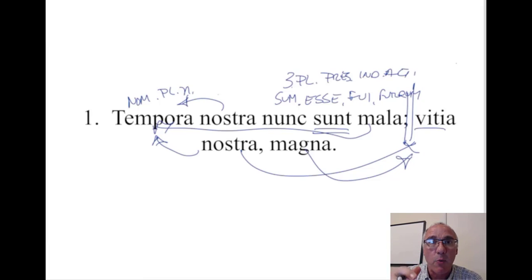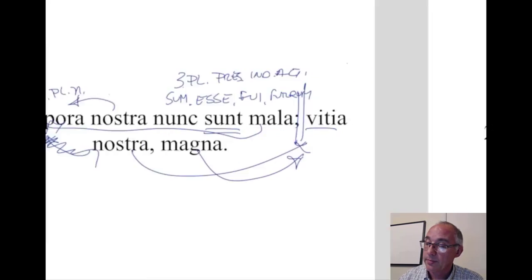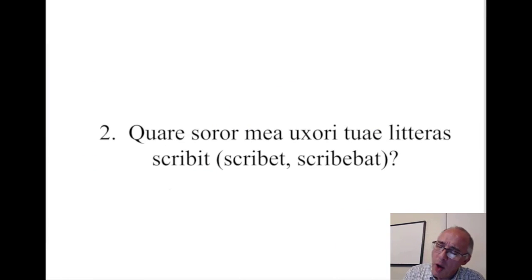Romans will often leave out words where in English we don't. Our times are now bad. Our vices, great. Number 2. Quare sora mea uxori tuae litteras scribit? And then they provide other options.